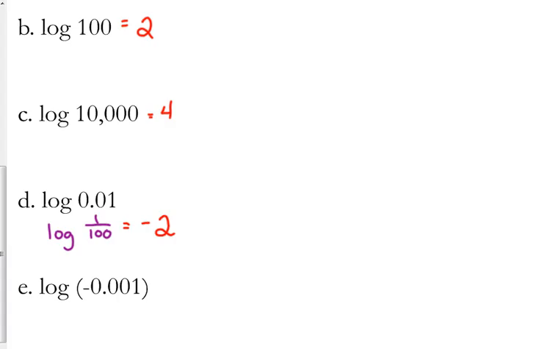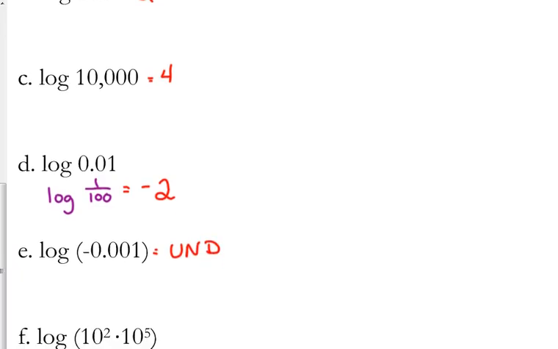Look at E. Log of -0.001. Can we raise positive 10 to a power and get a negative number? No, it's impossible. You cannot take the log of a negative number. This is undefined. You cannot take the log of a negative number because you cannot raise a positive number to any power, positive or negative, and get a negative number. It's impossible.